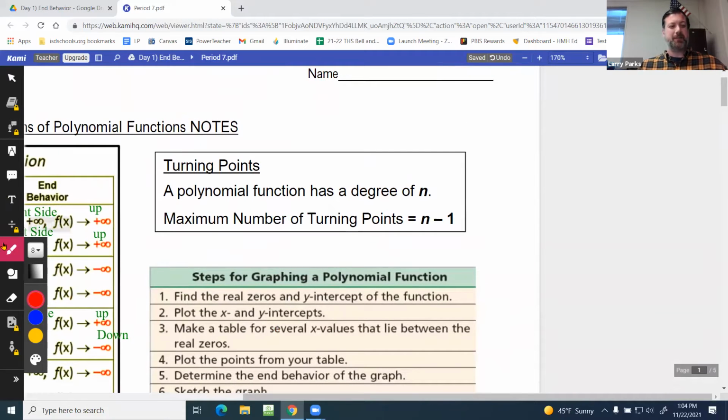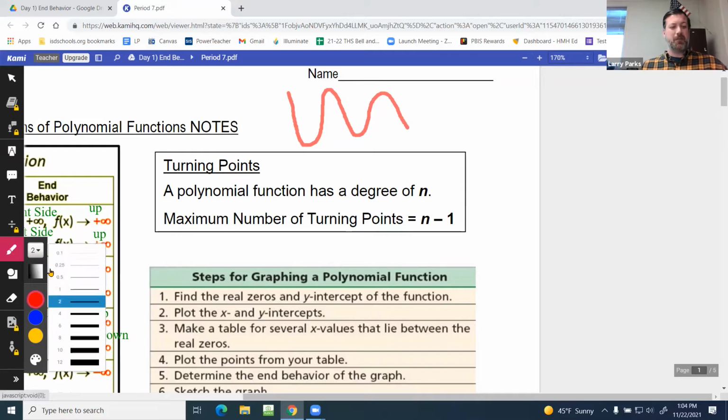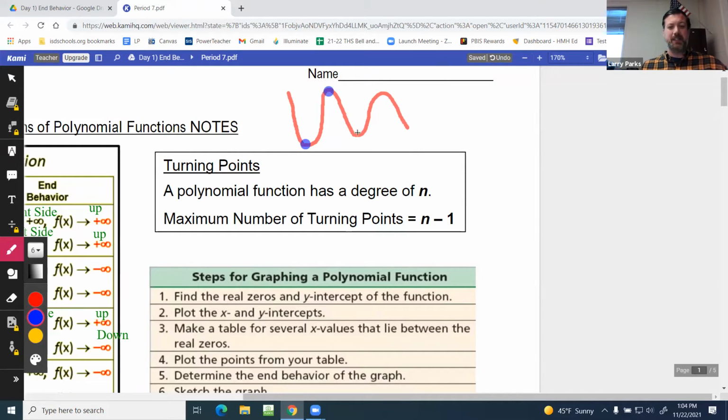Now, turning point. So what do we call a turning point? If I draw a quick graph, we're going down, we're going down, and then we would call this a turning point where it starts going back up. It's going up, and as soon as it starts going back down, it's a turning point. Back up is a turning point. Back down is a turning point. So the turning points would be here, here, here, and here.